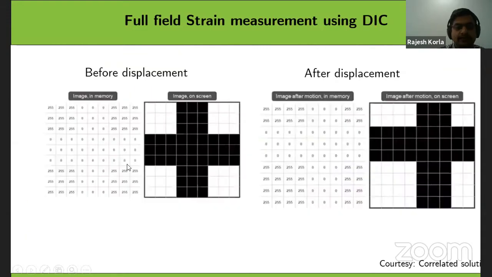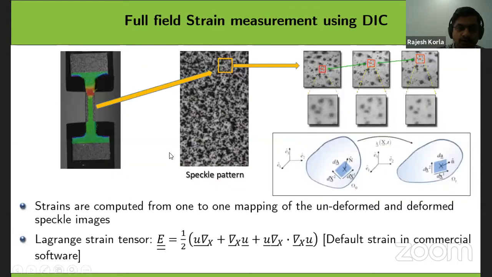So for example, this is the whole region. If you choose this area, you want to correlate. Once the test is over, we take all the images into the DAC software, where you choose your region of area of interest. In that area of interest, the software subdivides the whole area into subsets. This is called a subset. The whole area is divided into subsets.